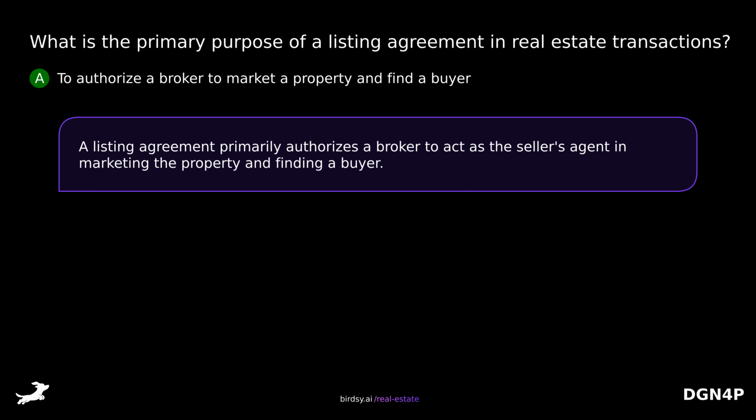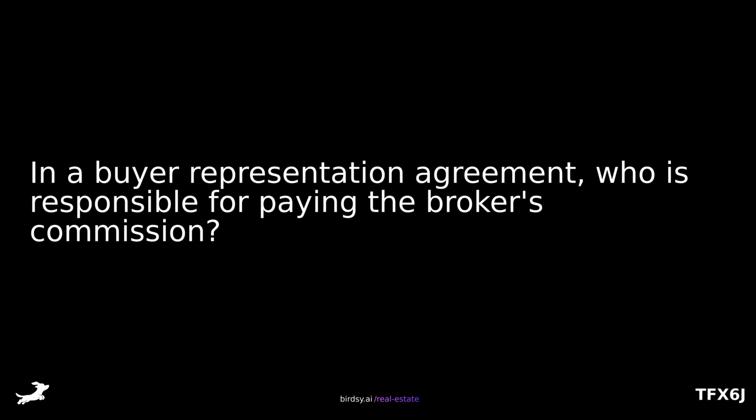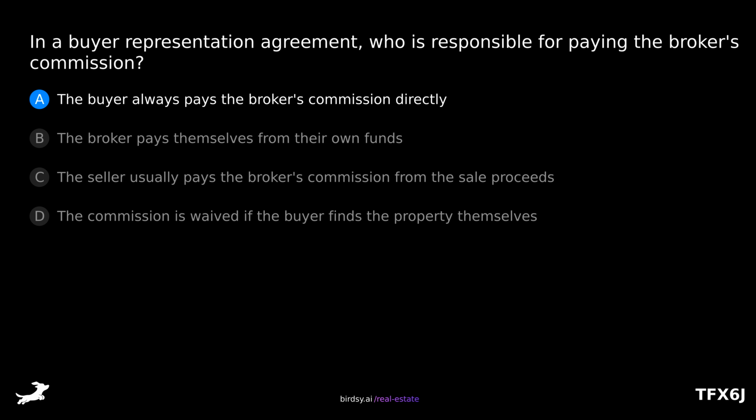A listing agreement primarily authorizes a broker to act as the seller's agent in marketing the property and finding a buyer. In a buyer representation agreement, who is responsible for paying the broker's commission? Is it A, the buyer always pays the broker's commission directly, B, the broker pays themselves from their own funds, C, the seller usually pays the broker's commission from the sale proceeds, or D, the commission is waived if the buyer finds the property themselves?